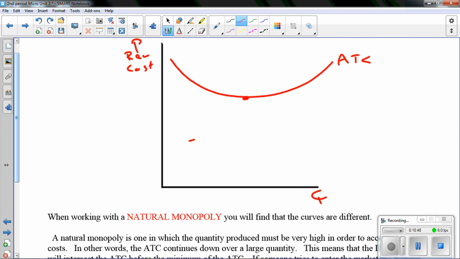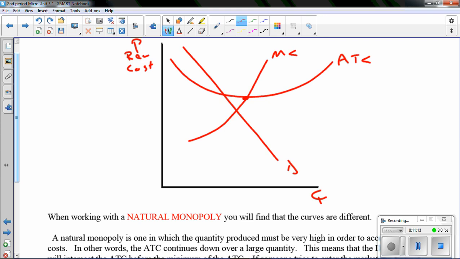Marginal cost intersects the minimum. And when you draw a natural monopoly, the only thing that's different between it and a regular monopoly is that the demand curve for a natural monopoly intersects to the left of the minimum of the ATC. So when you draw your demand curve in, just make sure it intersects to the left of the minimum of the ATC.